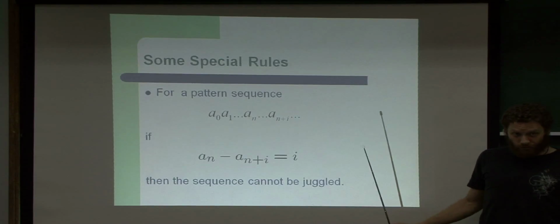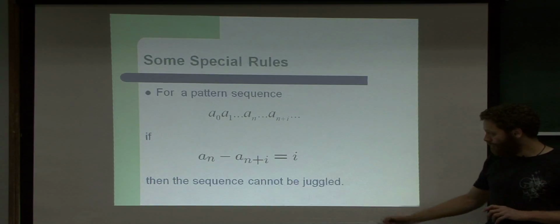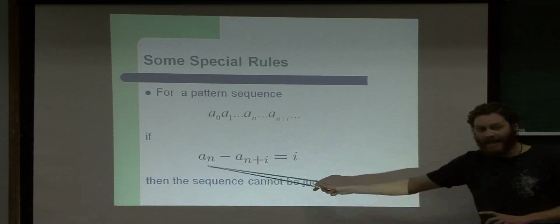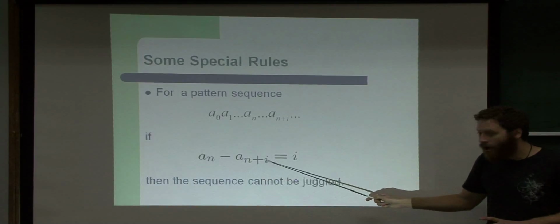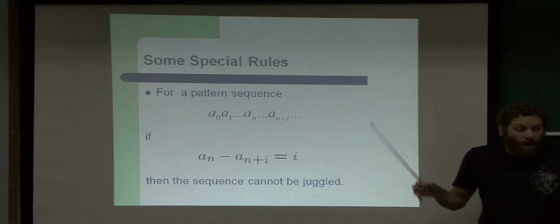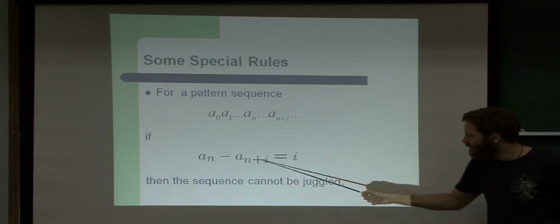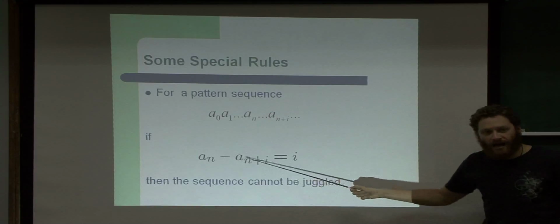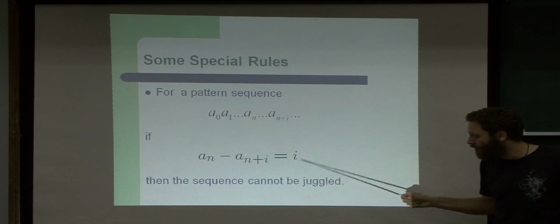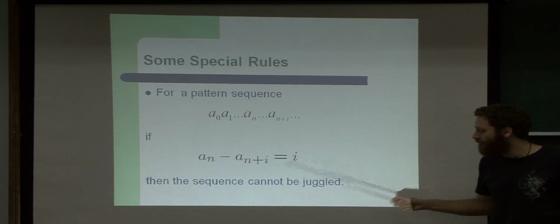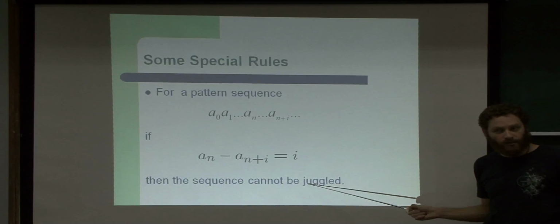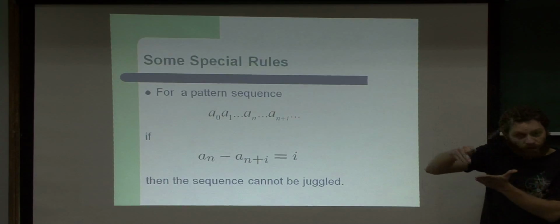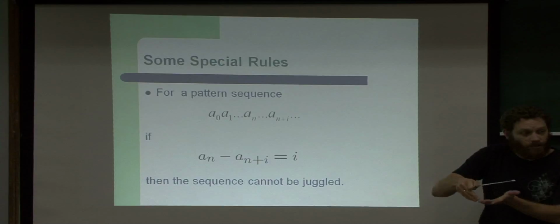Well, the distance rule simply says that if you take the difference between these two numbers, the AN and the AN plus I, so they're a distance I apart, their distance is this I. If their distance apart is equal to their difference, the difference in the actual numbers, then the sequence cannot be juggled. Because actually what this means is that both balls are going to land in the same hand at the same time.